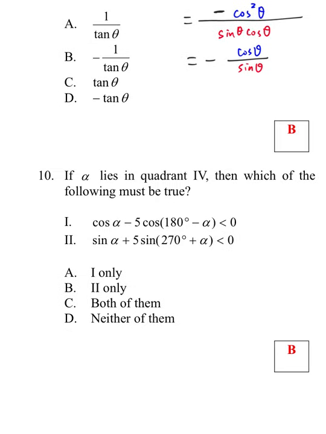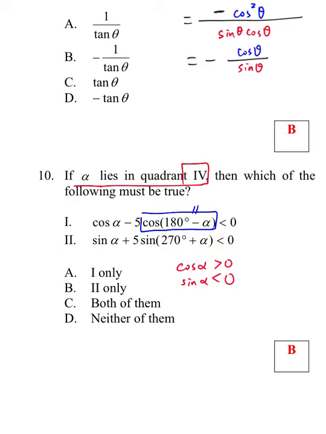For question 10, now this is a little bit more challenging. If alpha lies in quadrant 4, so you expect that cosine alpha is positive. You expect that sine alpha is negative. Now we have some identity to be applied again. This component that I have enclosed, by using identity. Okay, so ignore that alpha is lying in quadrant 4 right now.